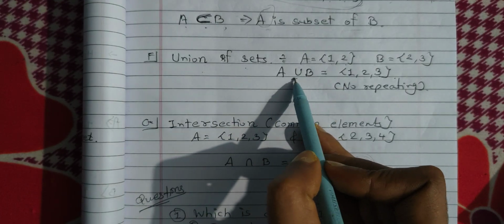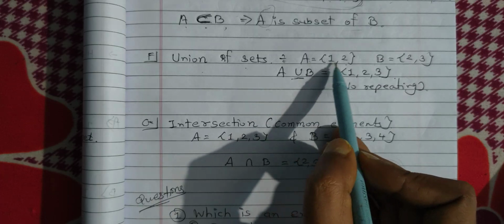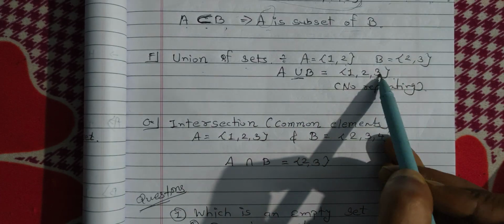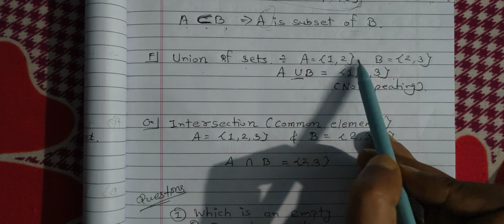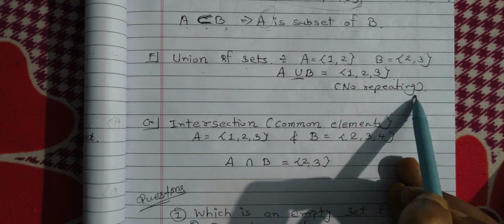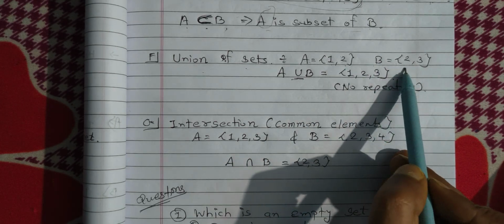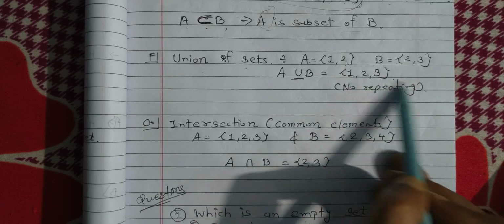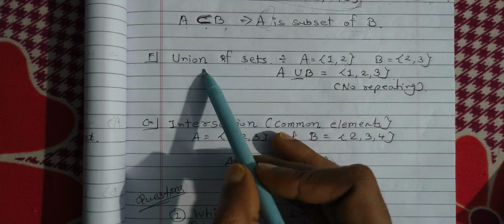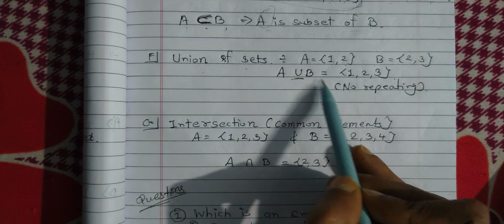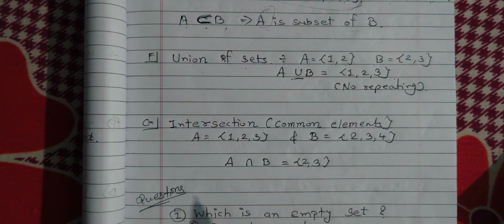Union का symbol है ये ∪, union of. So we just have to write all the numbers of A and B: 1 2 3. No repetition, matlab 2 is coming here and 2 is coming here as well, but we don't need to repeat that. Union of set is all the numbers of A and B: 1 2 3. Okay, this is one example.